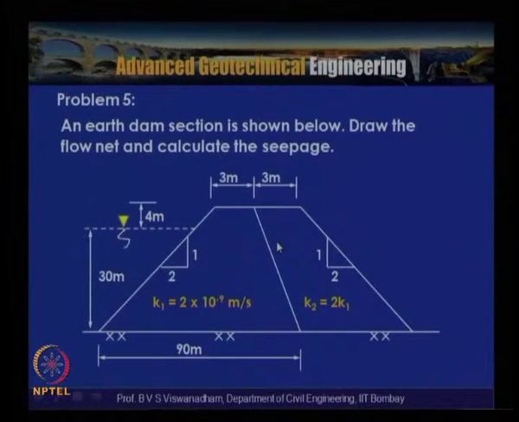And in problem 5, which we discussed in the previous lecture, a similar problem, an earth dam section is shown below. We need to draw the flow net and calculate the seepage. Here 2 layers of soils are given, and this earthen dam is constructed with a soil having low permeability K1 of 2 into 10 to the power of minus 9 meter per second, and the soil on the right hand side has K2 equal to 2 times K1, that is, it is 2 times more permeable, 2 into 10 to the power of minus 9 meter per second.